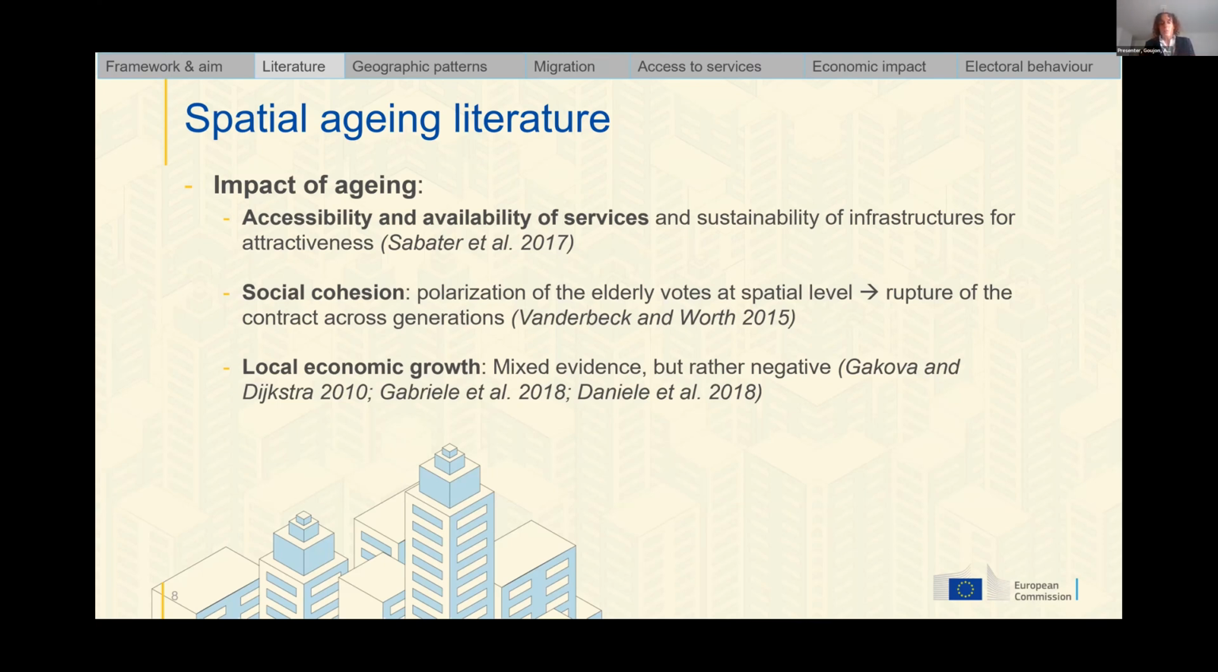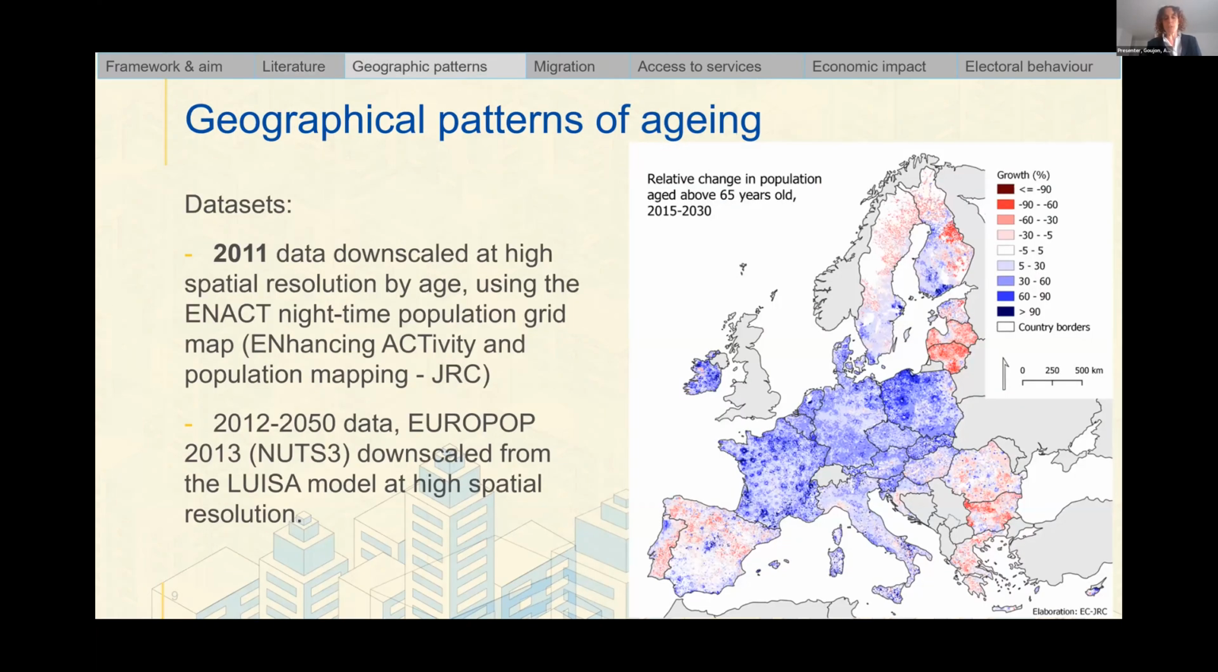A large part of the literature is also looking at economic growth and the impact of aging at local level on the economic growth of the territories. Most point at a negative impact on productivity when the share of elderly workers is higher. Others point at the opportunities coming from the silver economy, which can be conducive to economic growth in some territories, in some regions and some areas.